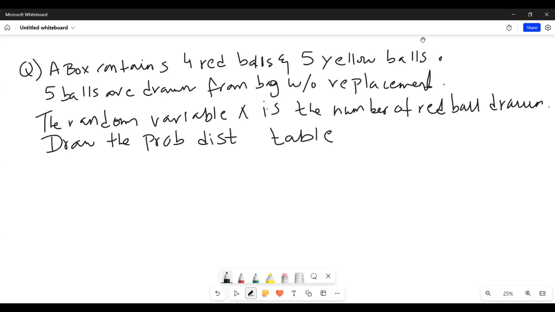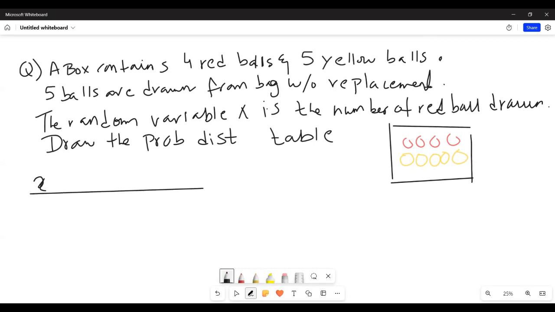Okay. So 9 balls are there in a box. 4 are red, 5 are yellow. Five balls are drawn from the bag without replacement. The random variable x is the number of red balls drawn. So you have to write the outcomes in the top row and the respective probability in the bottom row.